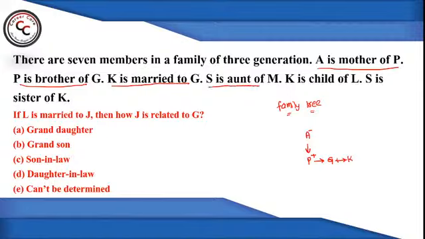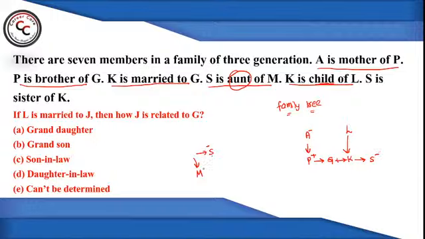S is aunt of M. That means M should have a parent, and that parent's sister will be S. Aunt means it can be paternal aunt or maternal aunt. No idea, let's see, we still have points. K is child of L. Here he has given child, which means K can be son or daughter. No idea. Then S is sister of K.